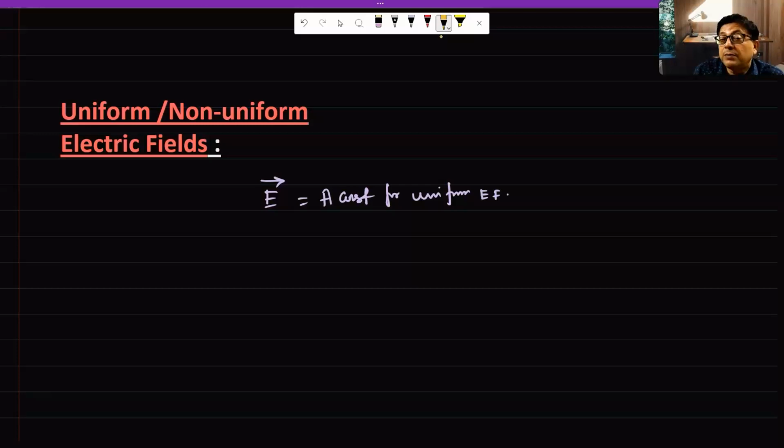It is not possible by drawing lines of force the way we have been drawing so far. Those lines of force will be represented by drawing equidistant parallel lines always. Okay, these are lines parallel to each other and the distance between them is also constant.